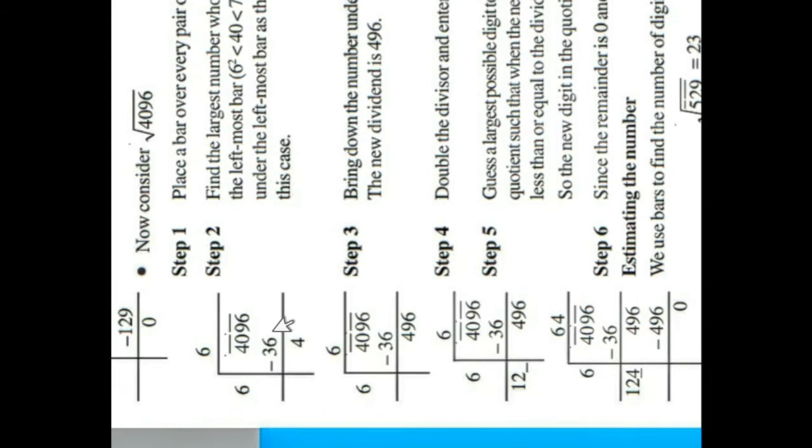Take this number as a divisor, and the number under the leftmost bar is the dividend. So 6 will become the divisor. 6 sixes are 36. Now the remainder is 4. Now you have to take this 96 down. Bring down the number under the next bar, that is 96, to the right side of the remainder. The new dividend is 496. Now we have to take this as the dividend.